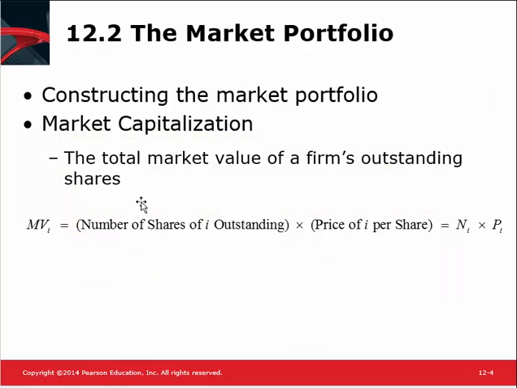So, how can we work our way through this? We want to talk about how we might ultimately create the market portfolio. We need to find the total market value of a company's outstanding shares. So, the market value of a company is the number of shares outstanding multiplied by the price of the company. So that's market capitalization.